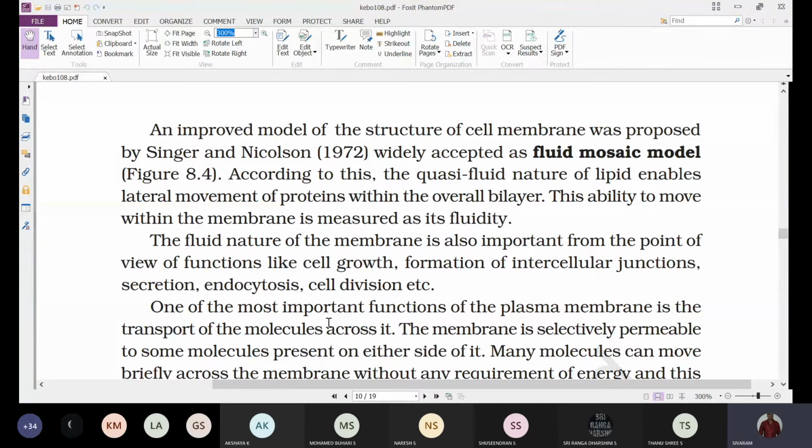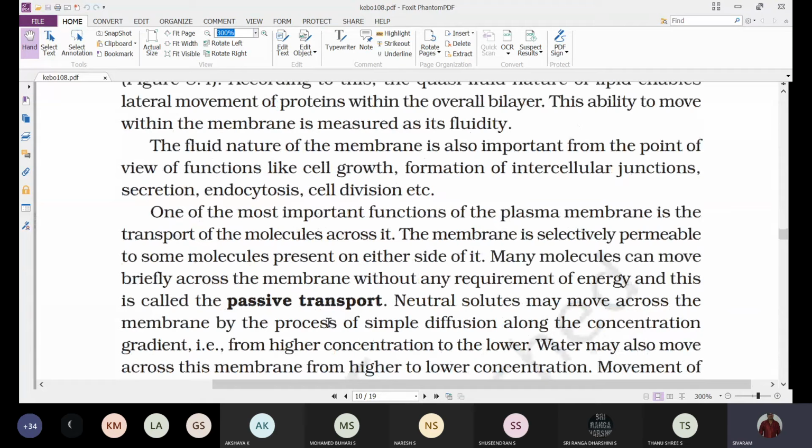So this movement of the protein molecule observed in the cell membrane, due to the presence of lipid molecules, makes the cell membrane a little bit fluid in nature, providing certain fluidity. That's why Singer and Nicolson proposed this fluid mosaic model, and it was accepted by most of the scientists.